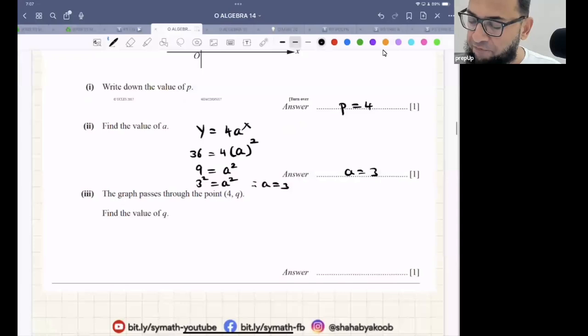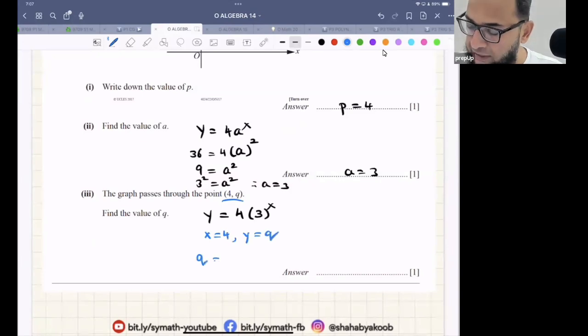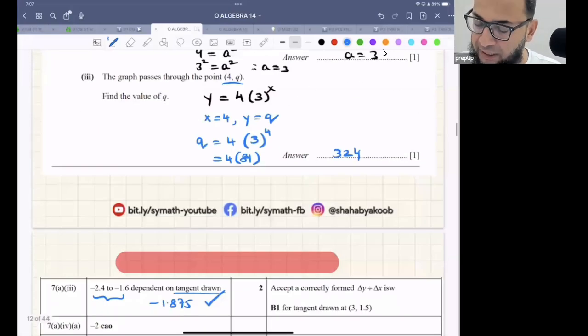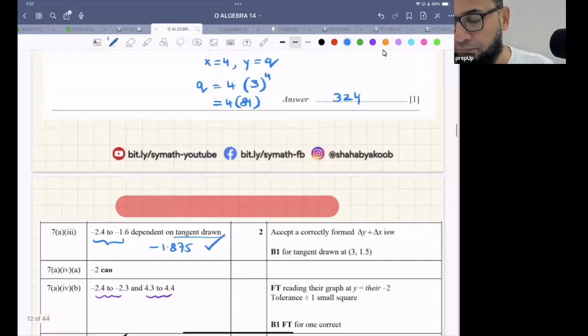The graph passes through this point. So now we have this whole equation 4, 3 power x. Now the graph passes through this equation. When x is 4, y is q. So q is 4 into 4. This is 3 raised to power of 4. This is 4 into 81. 4 into 80 is 320, 324. So 324 is the answer. That's the answer for this one.